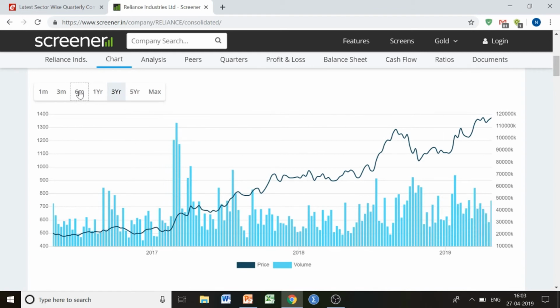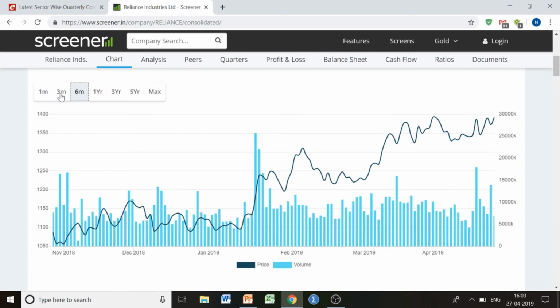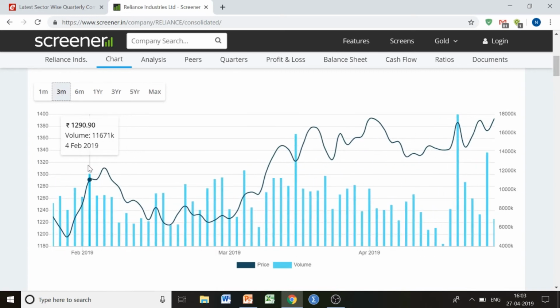You can check out the 6 months graph or the 3 months to get a more reliable figure and to decide on the average purchasing price. What should it be? It should be somewhere around 1300, if I say. What do you think? It should be between the highest and the lowest picks. So somewhere between 1300 or 1320 would be reliable to purchase this stock.